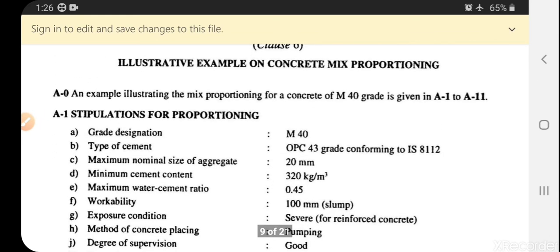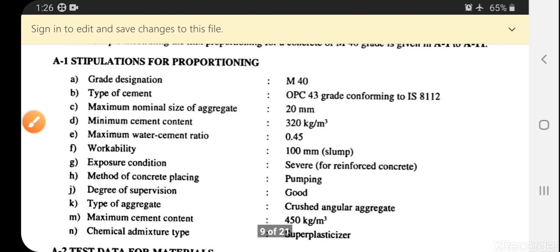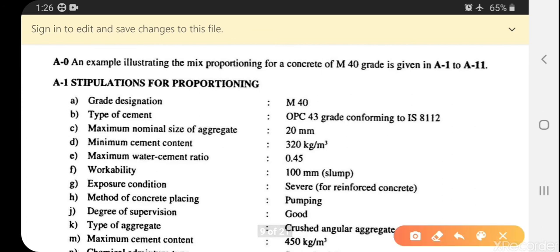Here I have taken an example illustrating the mix design for a concrete of M40 grade. In the examination also they should mention the grade of the concrete. After the grade of the concrete, these are the minimum data required for the mix design. So what do we mean by stipulations for proportioning? First one, grade designation. Grade designation is M40. Okay, let us take an M40 grade designation.